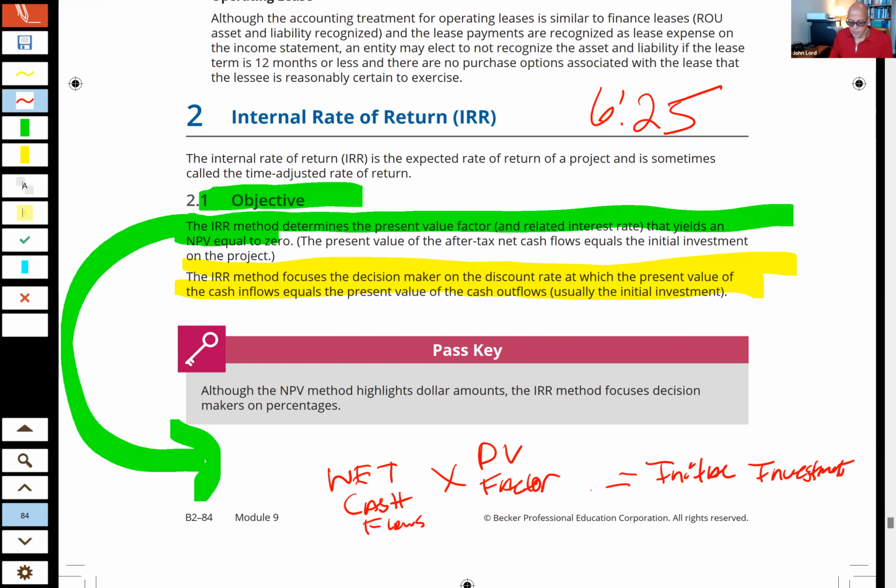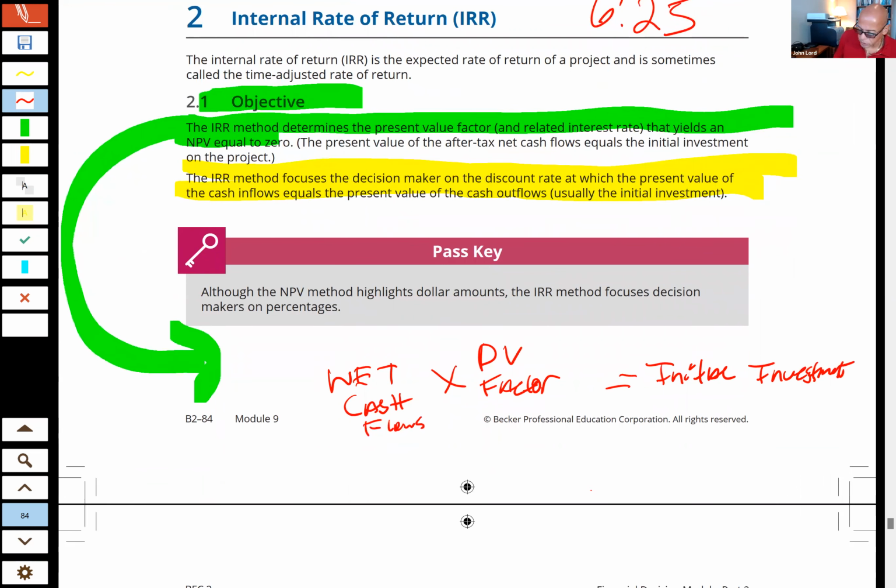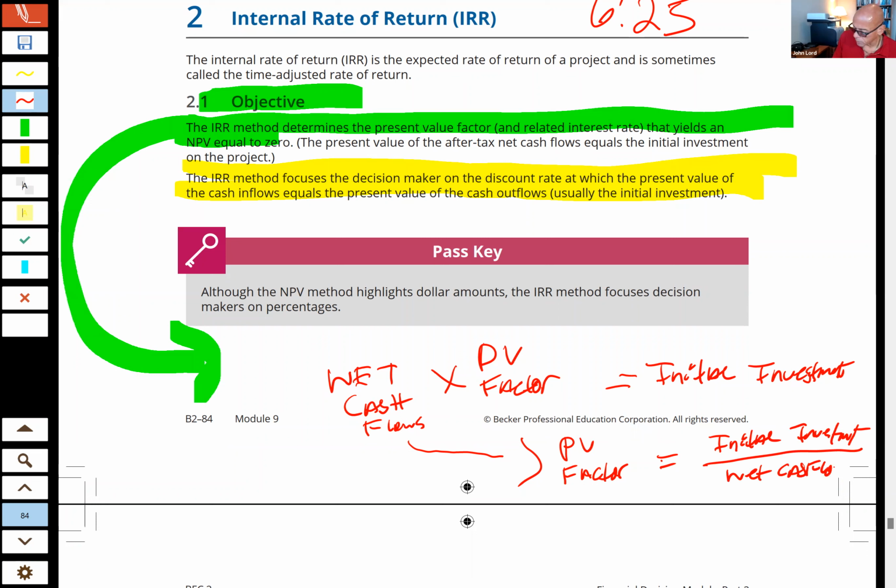So you look at that and say, oh, okay, if that's the case, then the net present value would be 0, because the present value of the cash flows coming in is going to equal the initial investment. So what do you do? In this scenario, you would divide each side by the net cash flow. So the present value factor you're looking for has to equal the initial investment divided by the net cash flows.